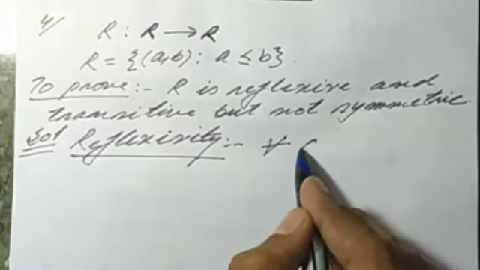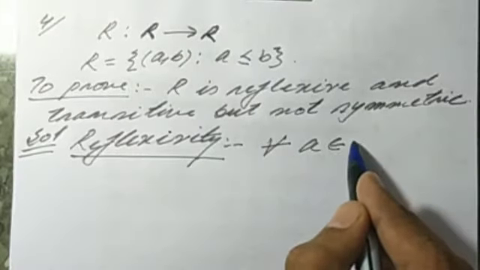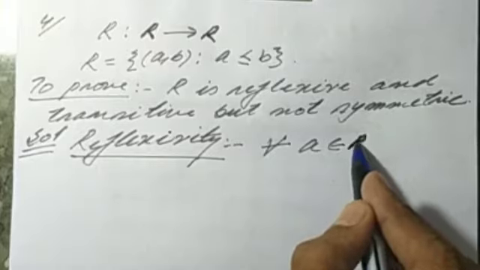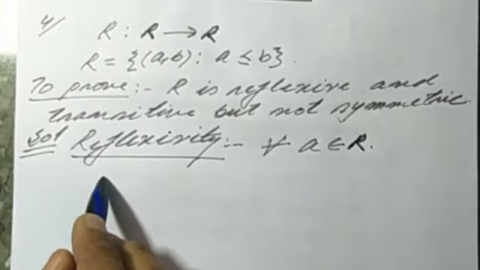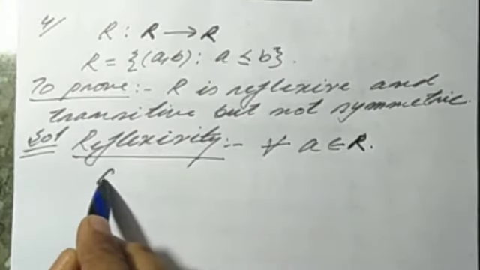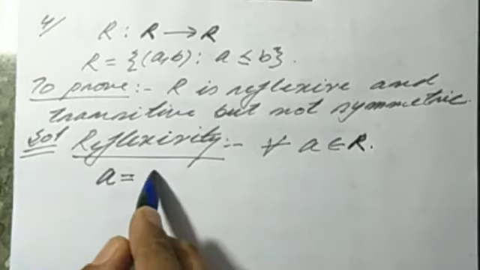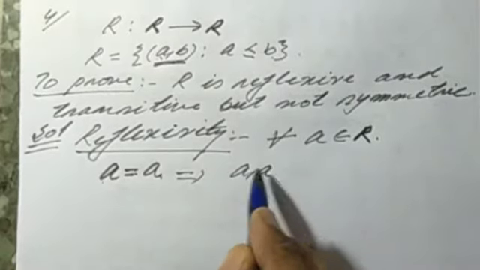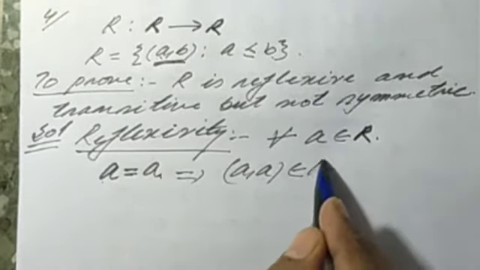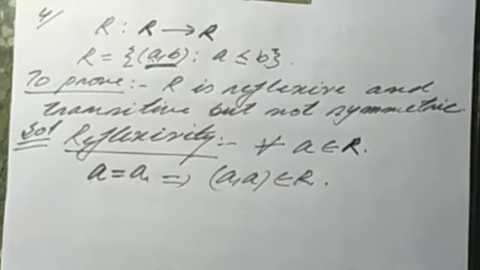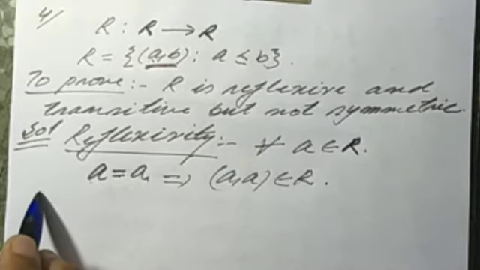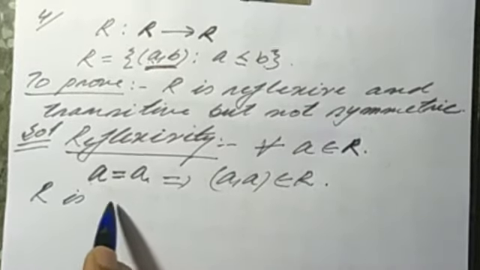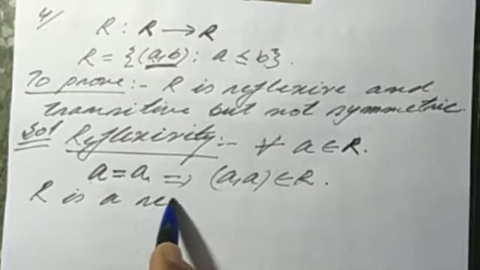For all a belonging to the set of real numbers, since we know well every real number is equal to itself, it implies that (a, a) must belong to relation R. So this way every real number is related to itself, which is the required criterion for reflexivity of a relation. So we may say that R is a reflexive relation.